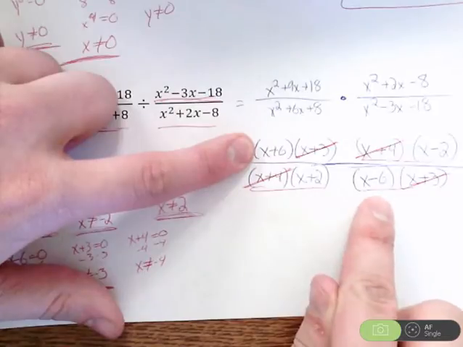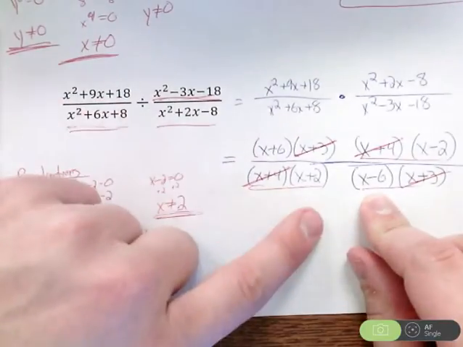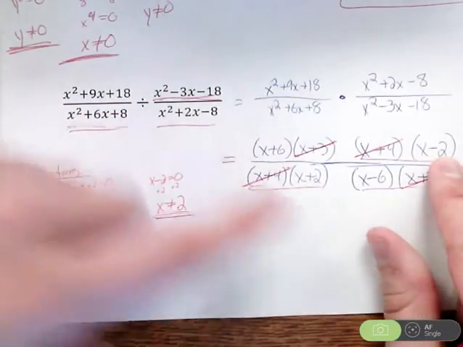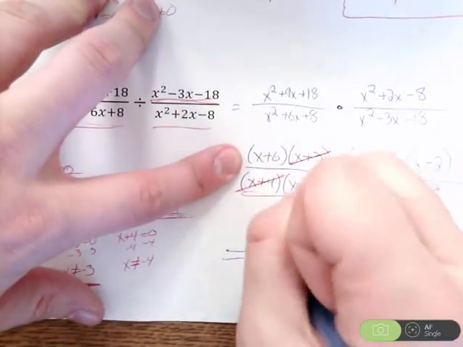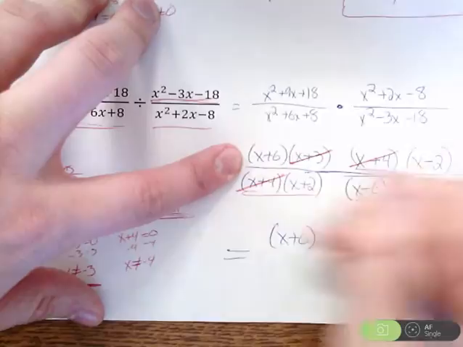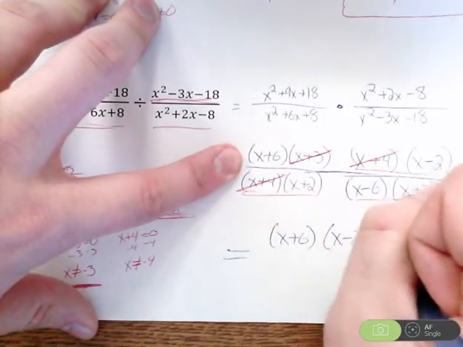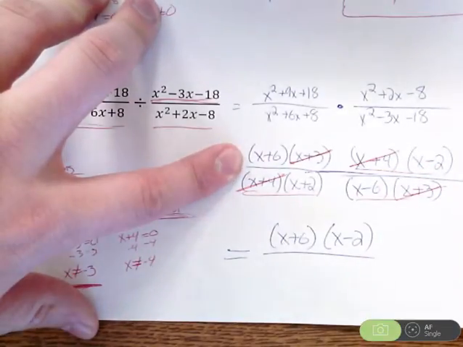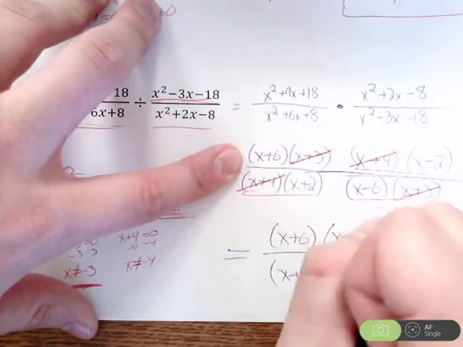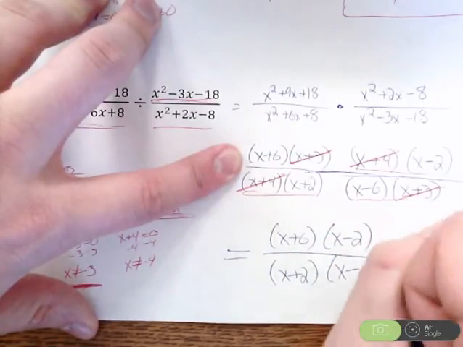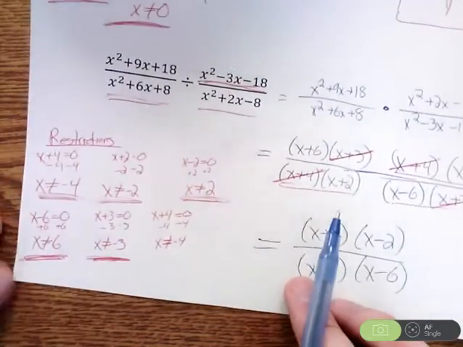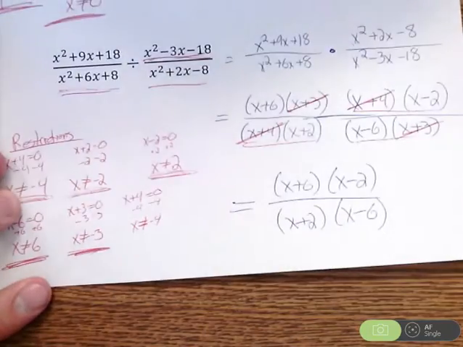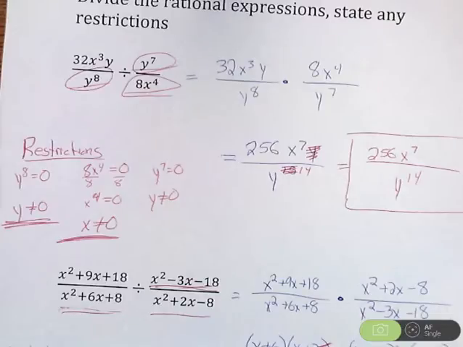That's a plus 6 and a minus 6. Those are different. This is a plus 2 and a minus 2. Those are different. So what I have left in the numerator, the top, is an x plus 6 and an x minus 2. In the denominator, I'm going to have an x plus 2 and an x minus 6. So there is my solution with those restrictions. And that is dividing rational expressions.